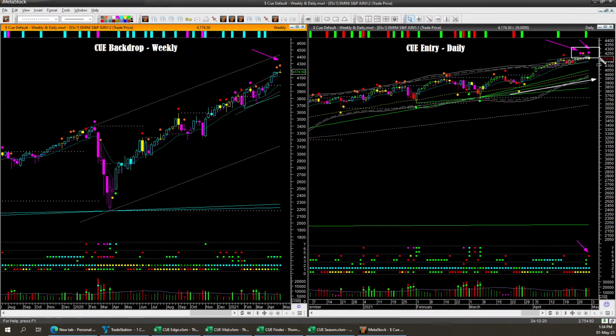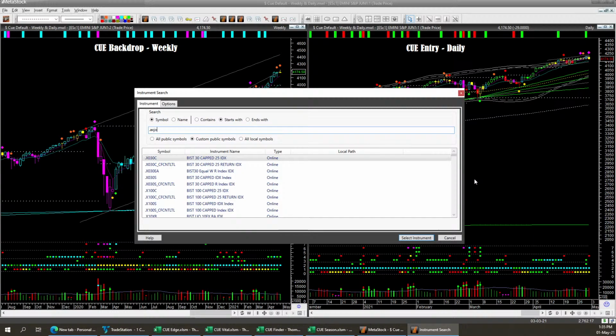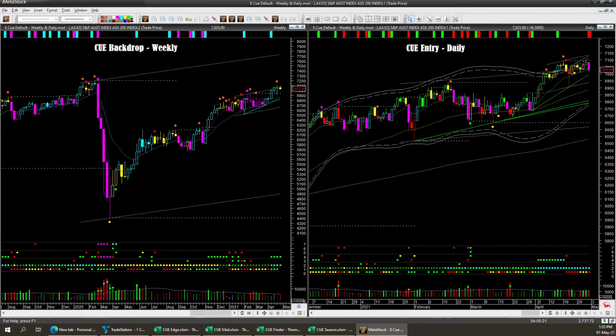Now, I looked at these weakness signals in daily, weekly, to see if there are similar signals in global markets. Let's start with the global markets analysis. Starting with the Australian market, the index AXJO. When price came to the upper boundary, I was not going to buy the instrument, the Australian index.